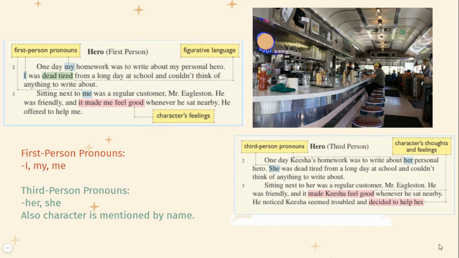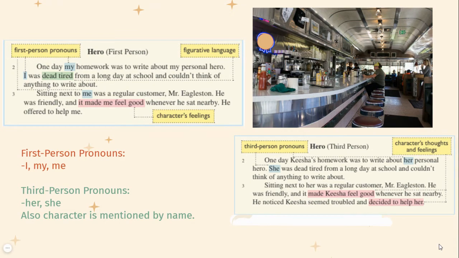Stories are told from different points of view. The point of view affects what events are included and how they are described. Stories are told in first-person or third-person point of view. In first-person point of view, the narrator is a character in the story. In third-person point of view, the narrator is not a character in the story.